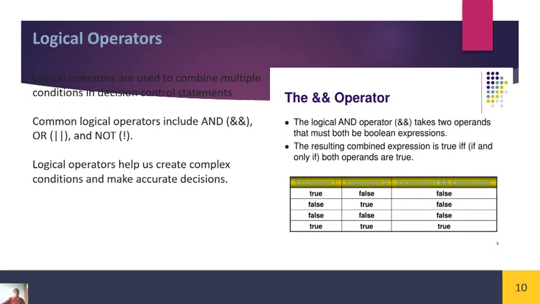And logical operators. Logical operators are used to combine multiple conditions in decision control statements. Common logical operators include AND, OR, NOT, and these are the symbols which are used. Logical operators help to evaluate complex conditions and make accurate decisions. The AND operator. The logical AND operator takes two Boolean expression operands. The resulting combined expression is true only if both operands are true.